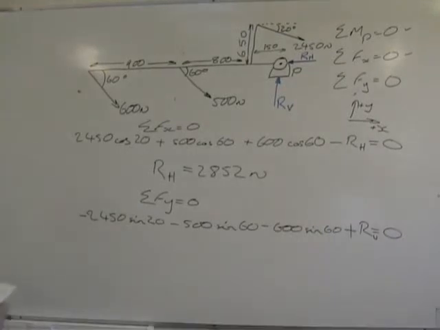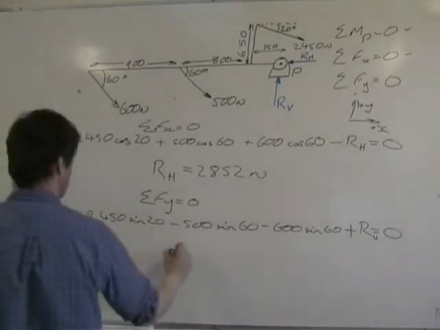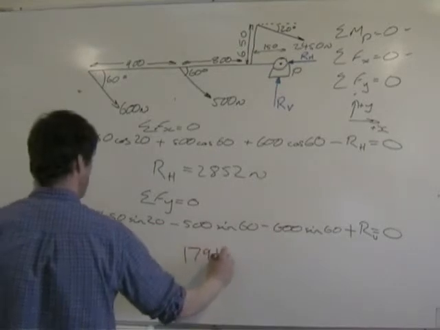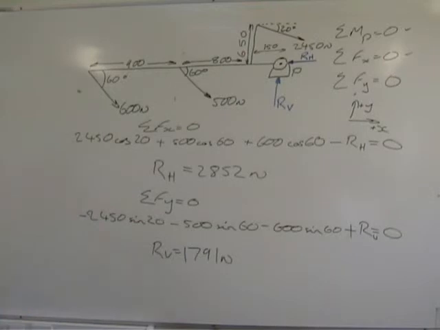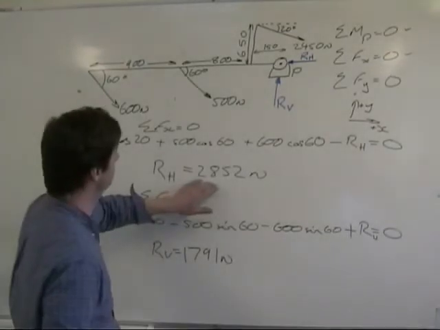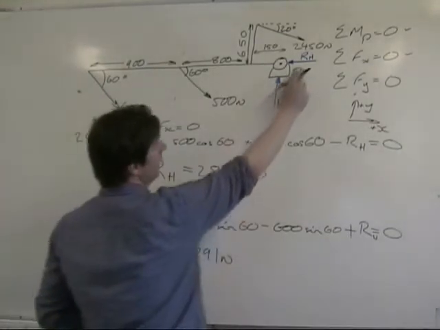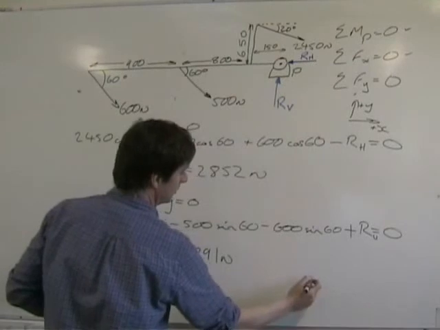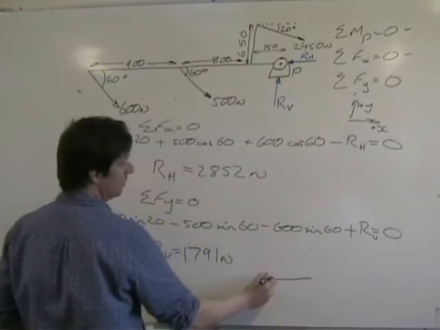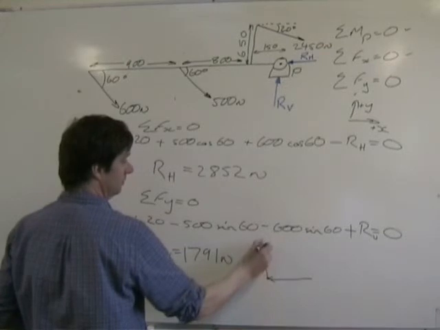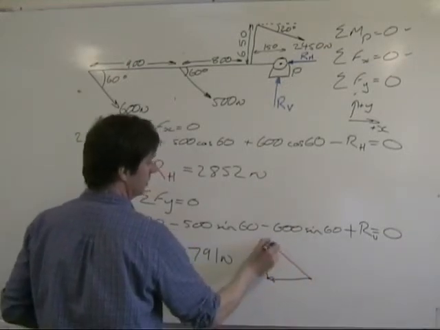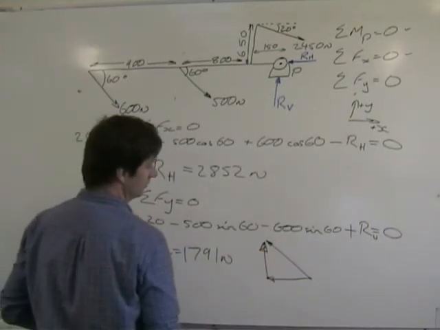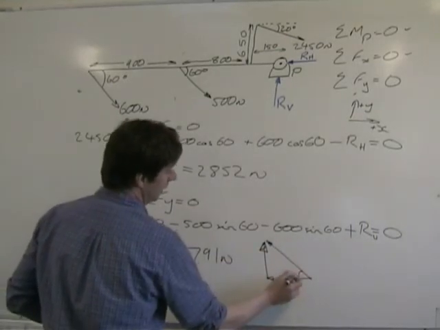Total that lot up, and you'll find that RV equals 1791 newtons. Now you've got the horizontal component. Okay, it's positive, so the arrow direction was right. So the horizontal component's coming like that. RV is also positive. It's going up. Use Pythagoras to find the resultant and find that angle there.